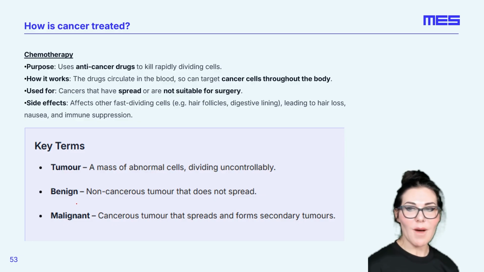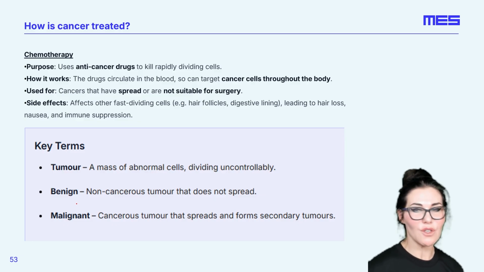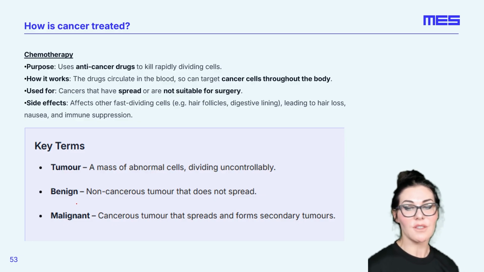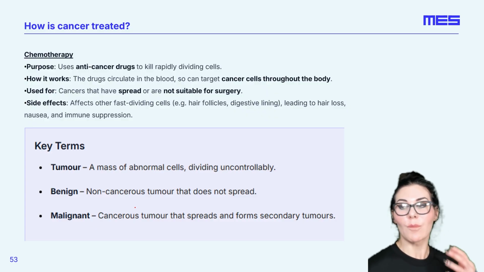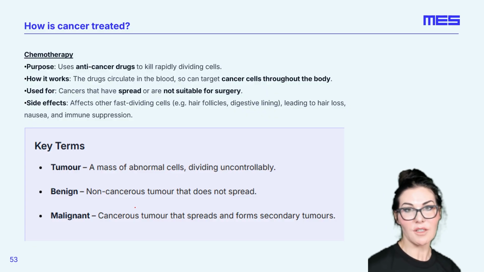Just to then go back to our key terms, things that you really need to make sure you understand the meaning of. What is a tumour? It's a mass of abnormal cells that divide uncontrollably. A benign tumour is one that does not spread, it's non-cancerous, and a malignant tumour is a cancerous tumour that can spread from the primary tumour to form secondary tumours throughout the body.